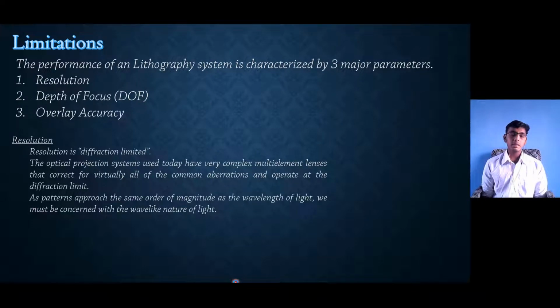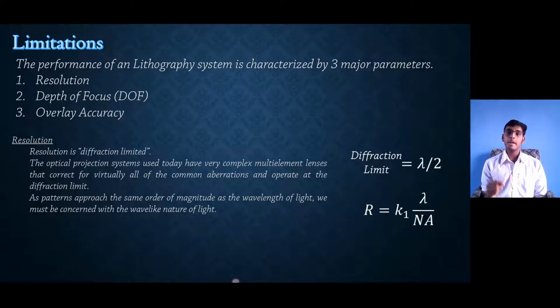The optical projection systems used today use very complex lenses. The multi-element lenses correct for virtually all of the common aberrations, and they operate at the diffraction limit. As patterns approach the same order of magnitude as the wavelength of light, we must be concerned with the wave-like nature of light. So the diffraction limit is lambda by 2. We cannot have slits whose slit width is less than lambda by 2 in the masks. And the resolution is defined by Rayleigh's criterion.